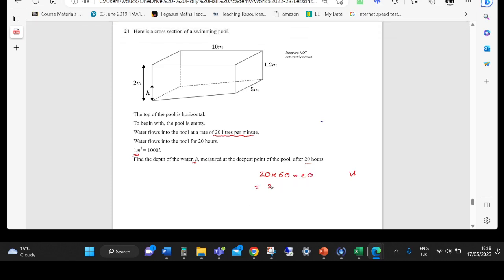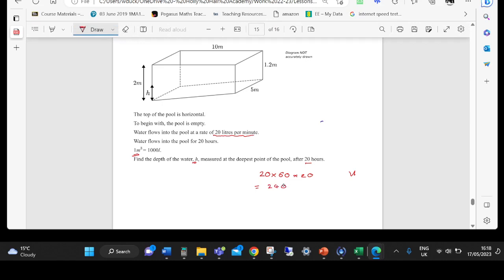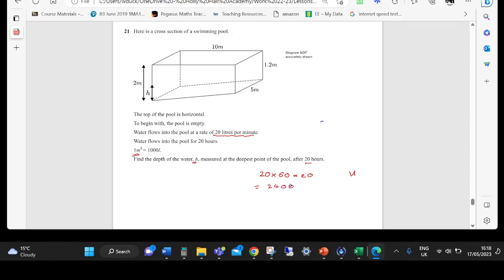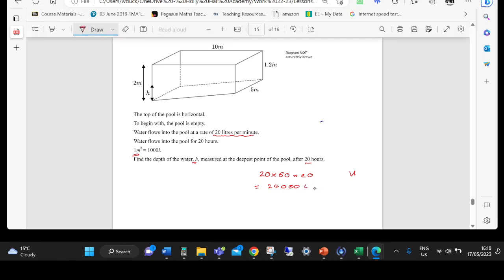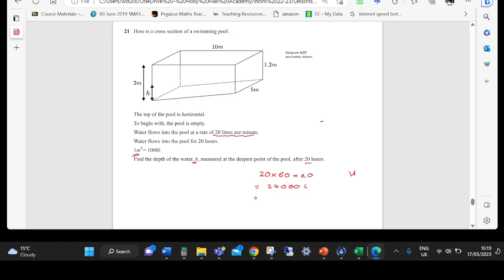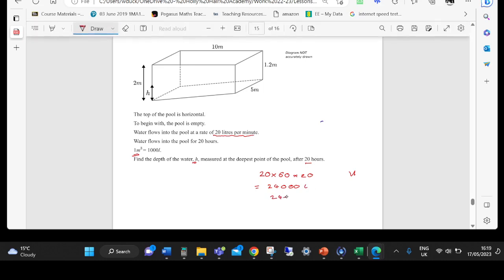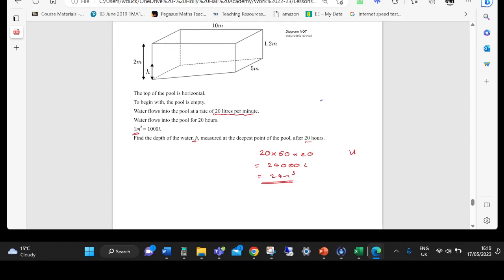So that's going to be 24,000 litres would go in, which is going to be 24 meters cubed going into the water. So that's going to be the volume of the water.